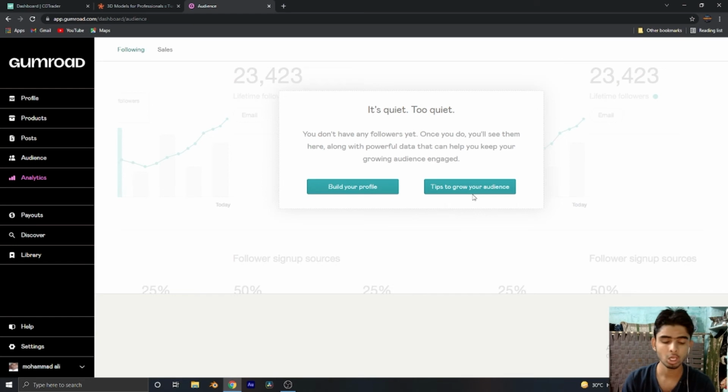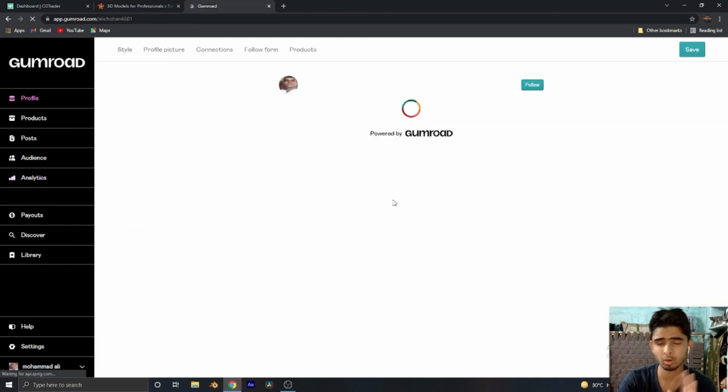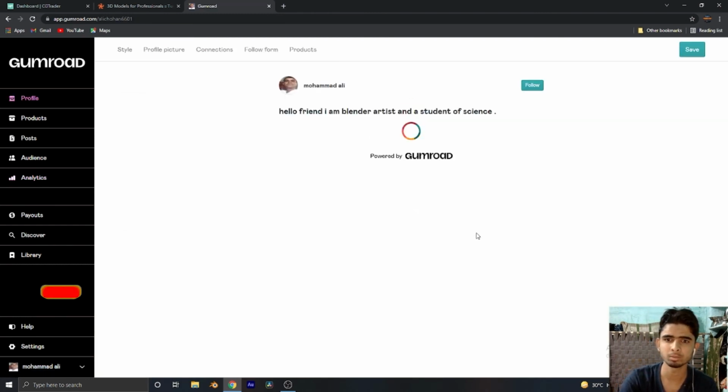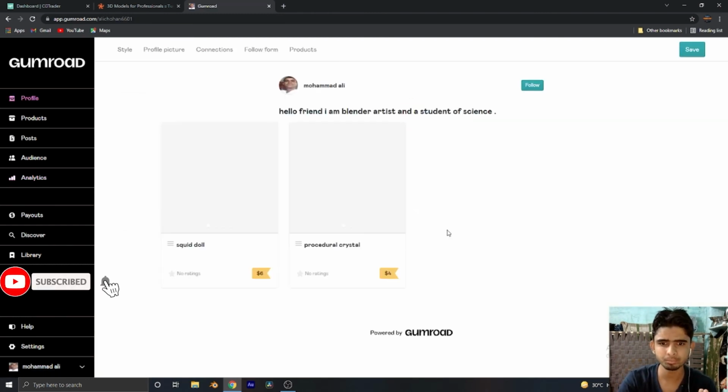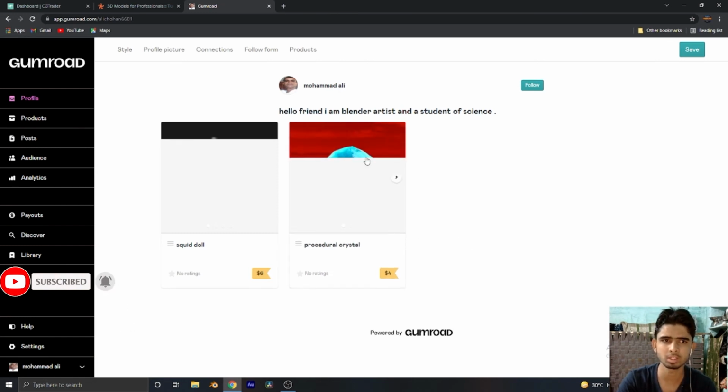If you make textures, then you can sell your textures here. If you make models, then you can sell your models here. If you make skin textures, like a background, or UV maps, you can sell them here. If you make some type of add-ons, then you can sell them here. This is a very great website, which helps you to earn a lot of money from your models. So this is my Gumroad profile. I uploaded only 2 models here.